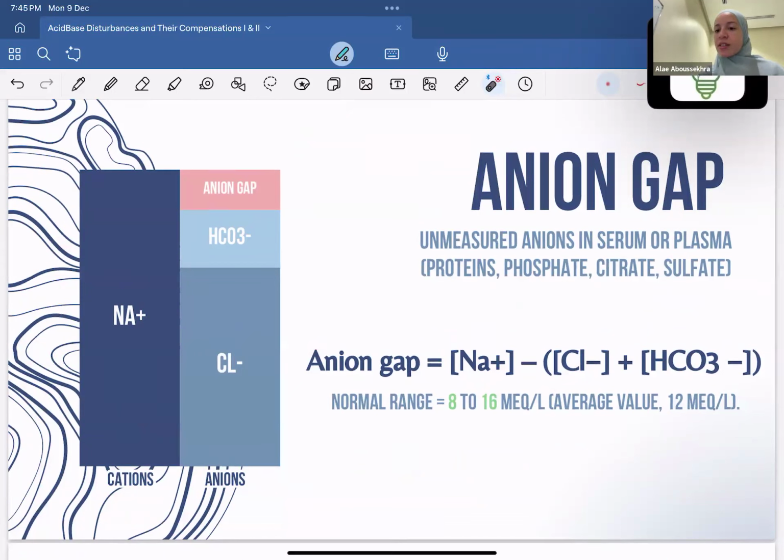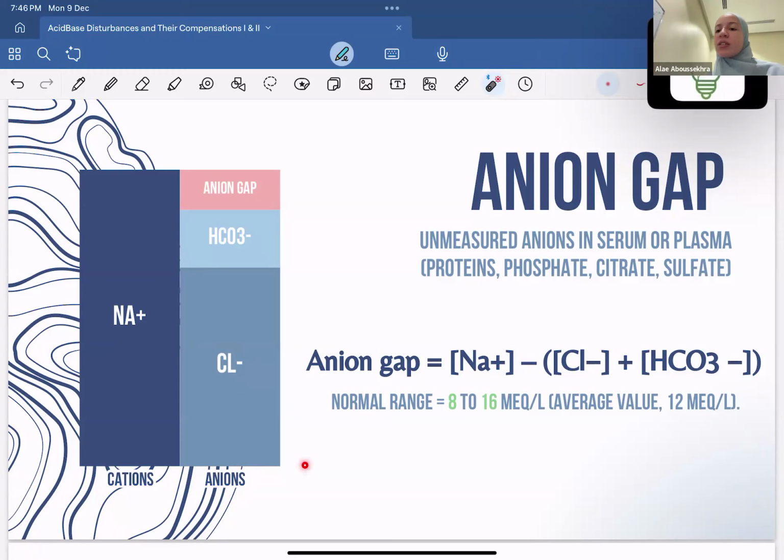You should memorize it because you could get questions like to calculate the anion gap. So it's basically in our blood, we have cations and we have anions, okay? The cations are like sodium, potassium, but sodium is the major one, so we just count it as sodium. We also have the anions, which are like chloride, bicarbonate.